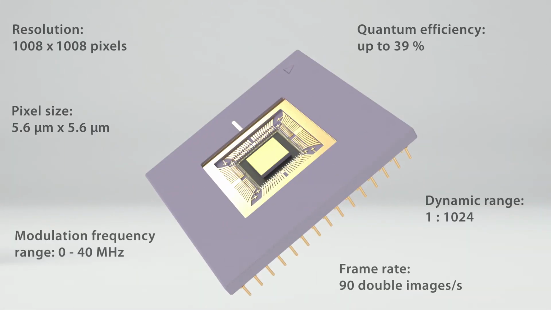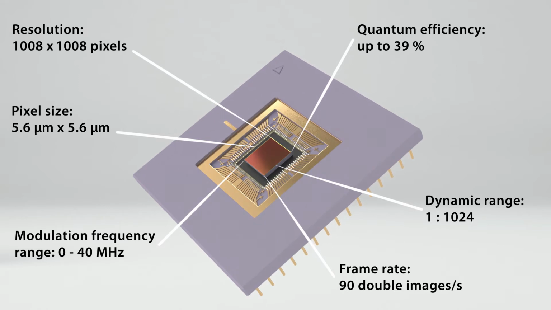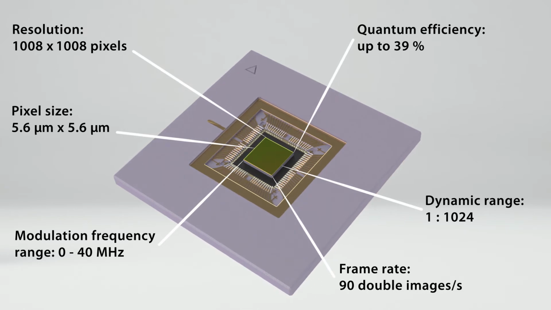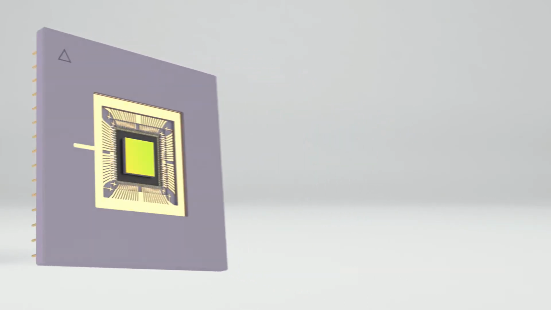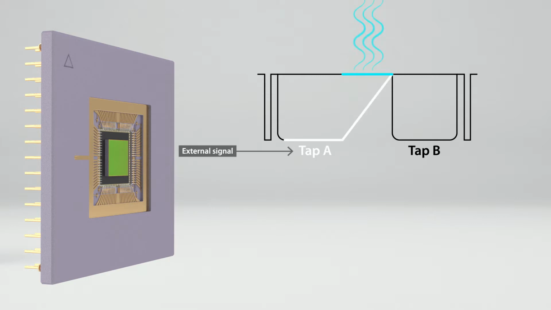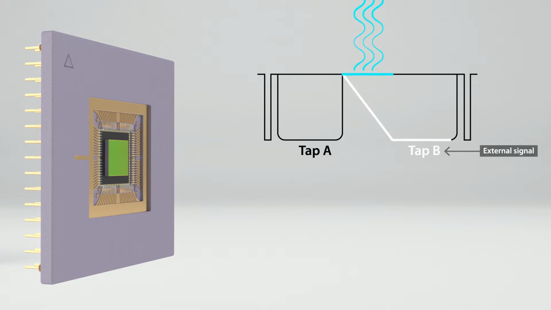This is where the modulatable high-frequency sensor FLIM 2 comes into play. It was developed by CSEM and PCO from 2007 to 2012. In this unique image sensor, each of the 1008 times 1008 pixels has two charge collection areas, tap A and tap B. An externally applied two-level modulation signal controls whether the generated charge carriers pass through tap A or tap B. By modulating the excitation light and the image sensor at the same frequency, specific phase shifts can be measured in each pixel.